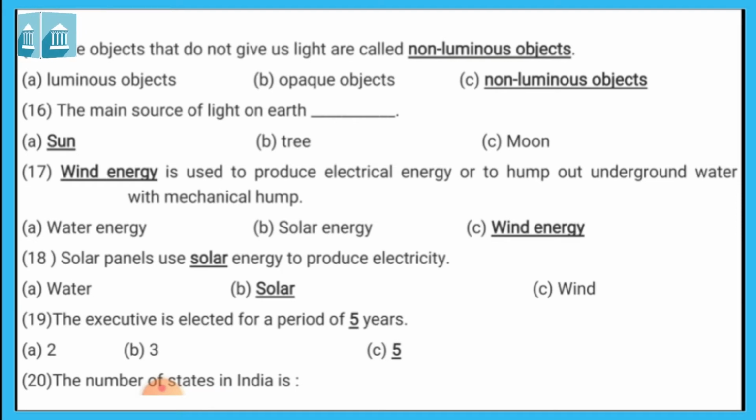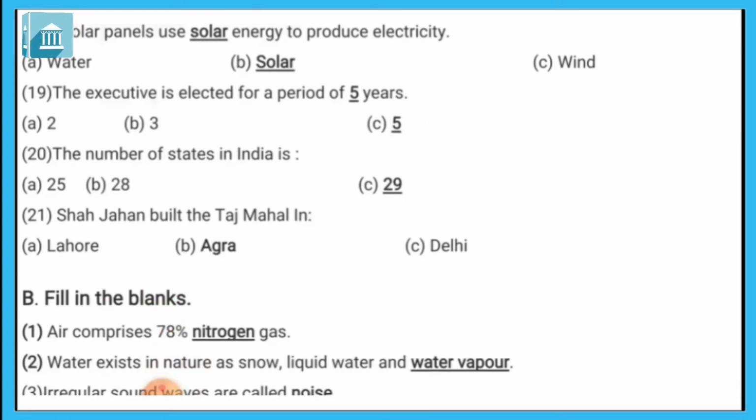19. The executive is elected for a period of dash years. At the age of 18 or above, man and woman have the right to elect the executive. And they get elected for a period of 5 years. So 5 years is the answer. The executive is elected for a period of 5 years.